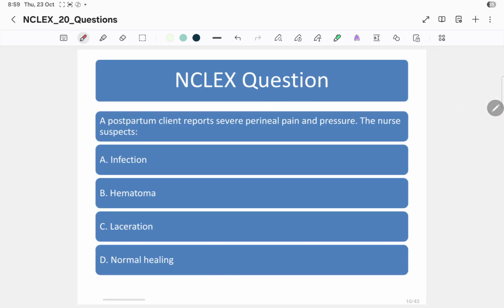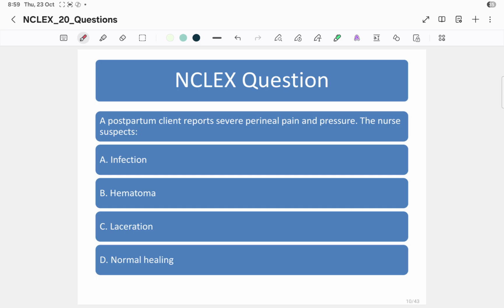Next, a postpartum client reports severe perineal pain and pressure. The nurse suspects A. Infection, B. Hematoma, C. Laceration, D. Normal healing.